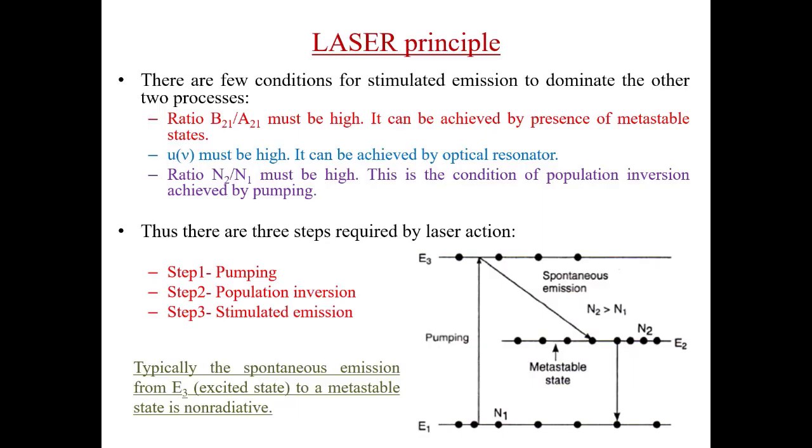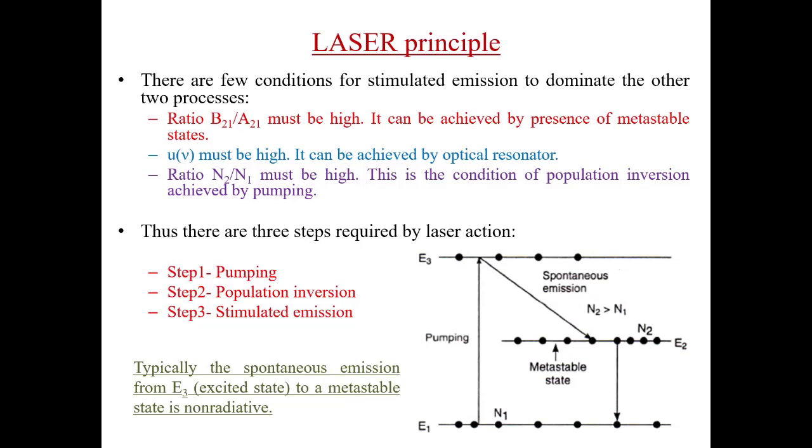Let us now discuss laser principle and different parts of laser. There are few conditions for stimulated emission to dominate the other two processes. These are the ratio between B21 and A21 must be very high. It can be achieved by presence of metastable state. And the energy density of incoming photons must be very high. It can be achieved by suitable pumping scheme. Ratio between N2 and N1 must be high, and this is the condition of population inversion achieved by the pumping.